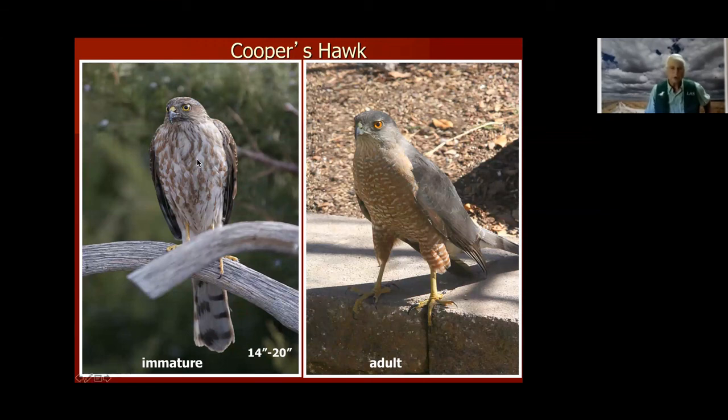So again, Cooper's hawk. Immature bird on the left, brown vertical streaking, yellow eye. Adult bird on the right, orangish to red eye, horizontal barring, okay? Cooper's hawk.